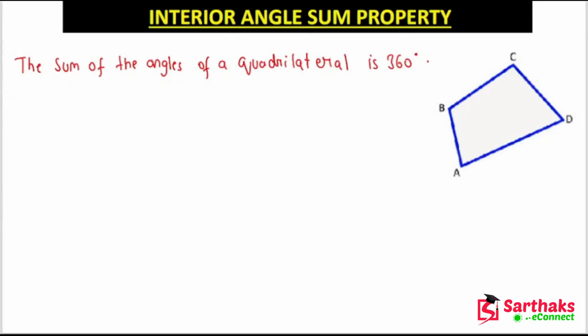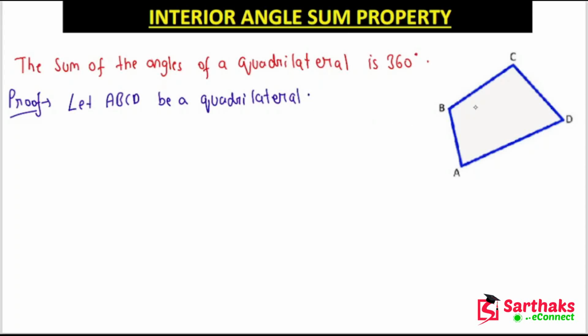Okay, so let us talk about the proof of how this sum is 360 degrees. And what we'll use in this proof is the angle sum property of a triangle. So the first thing we would do is take a quadrilateral ABCD. Let ABCD be a quadrilateral, right? So we have a quadrilateral ABCD.